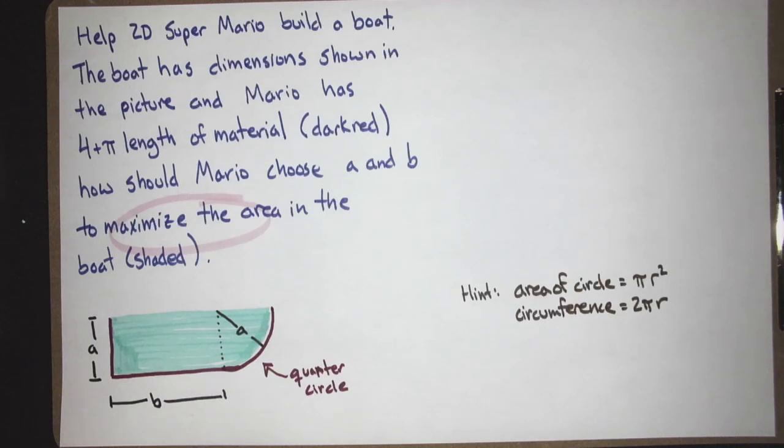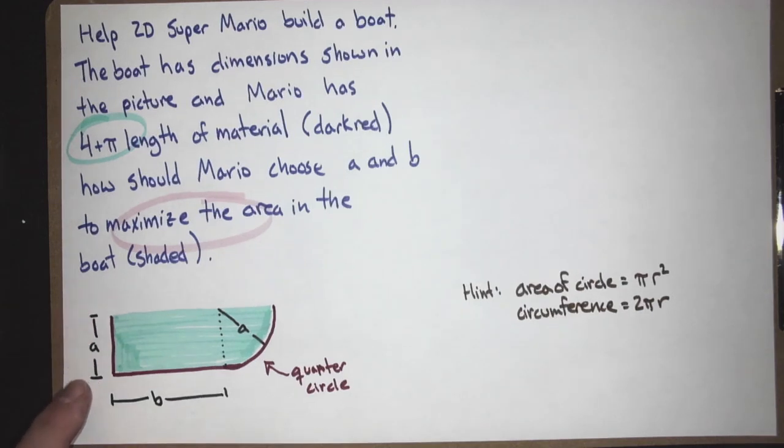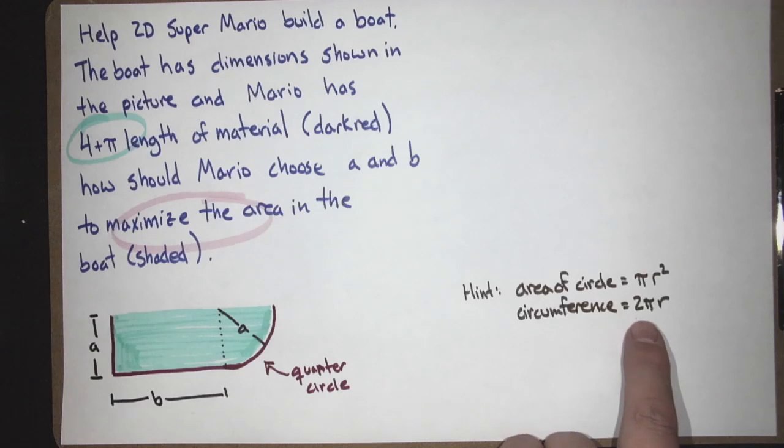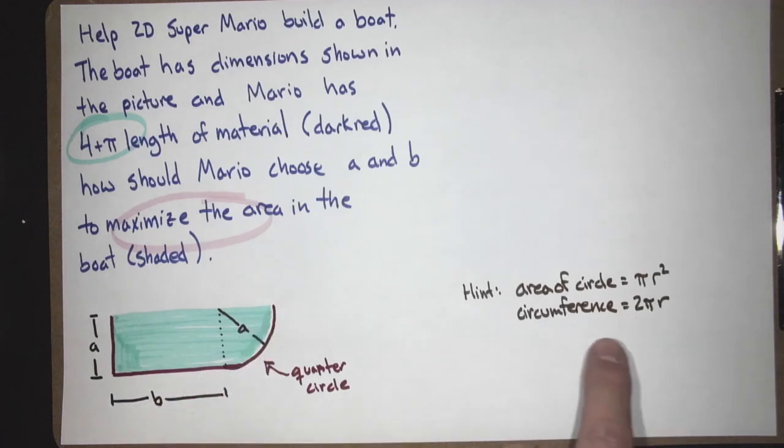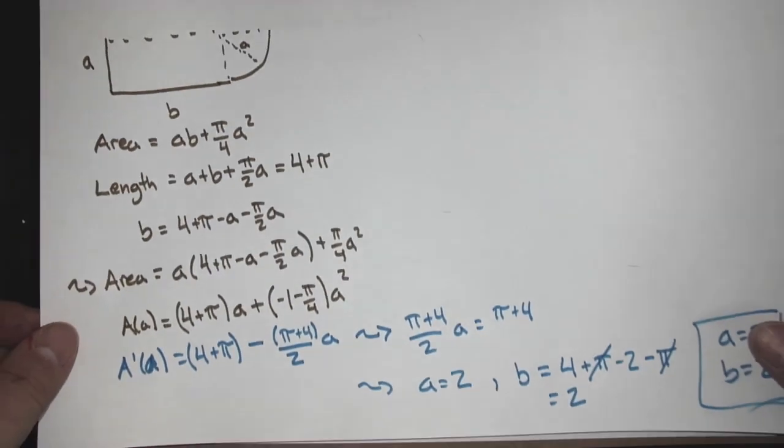Now that gives us two variables, A and B. That's too many. We want one. So what's the relationship? Well, what else do we know? There's a number here. 4 plus pi, what should that be equal to? A plus B plus 1/4 the circumference, because we're just using the outer part, 1/4 of 2 pi r, which becomes pi over 2 a.